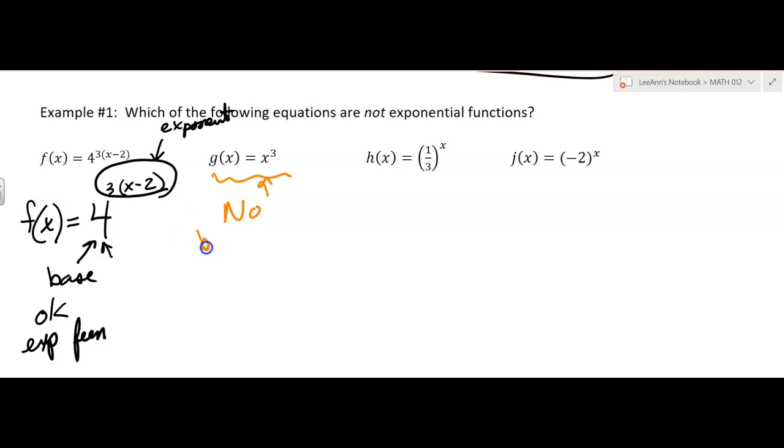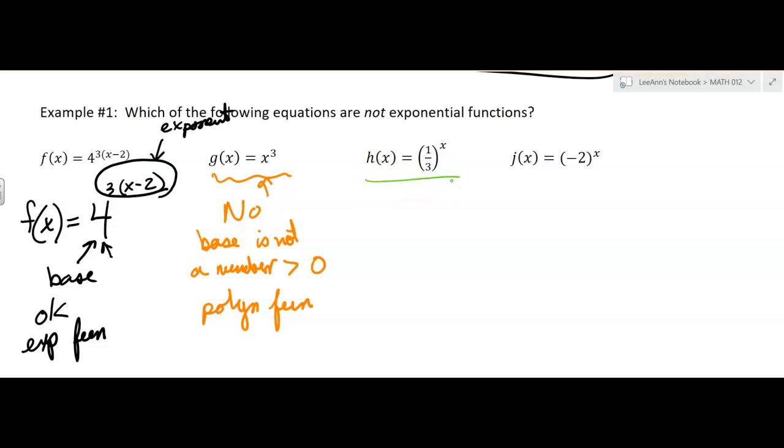So the base is not a number greater than 0, okay? It's x. That's where the variable is. In fact, what is this? This is a polynomial function. Okay. So that one is not an exponential function. All right, let's go to the next one.